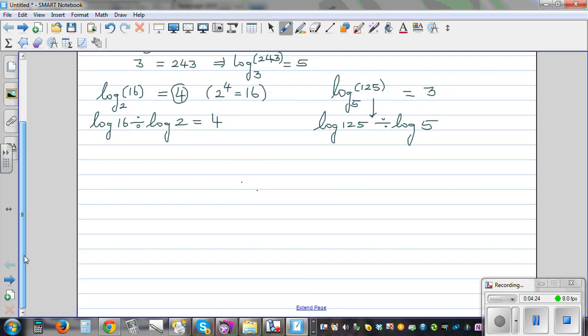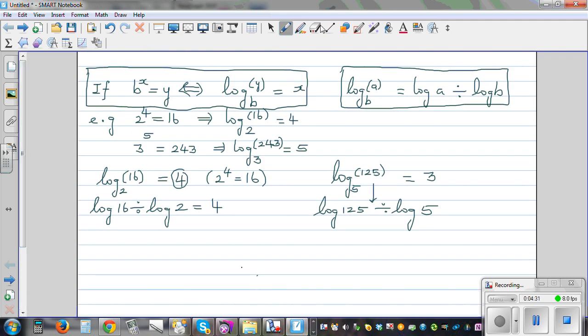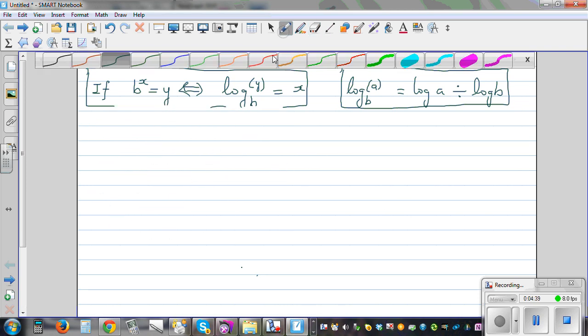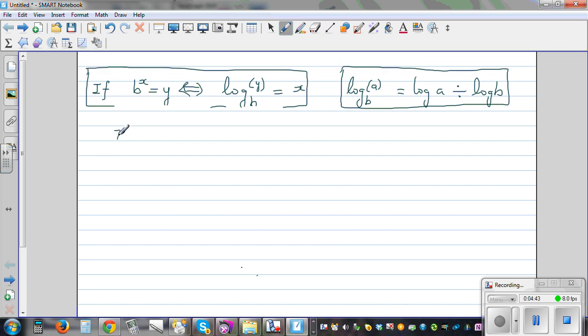So let me write some equations. Let me rub this off now. I don't need this. Let me use a bigger eraser. We're just going to use these two rules. Okay, let's start with a simple equation. Say 7 to the power x is equal to 87.